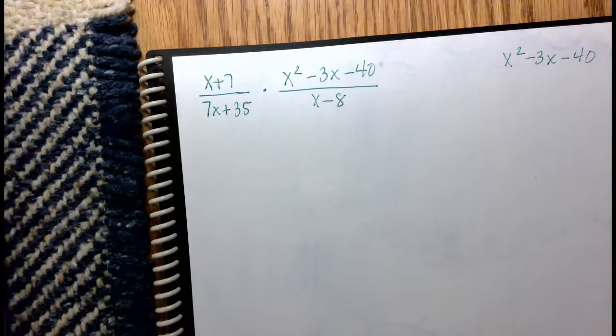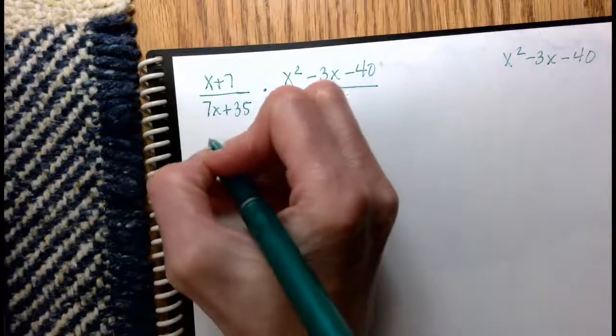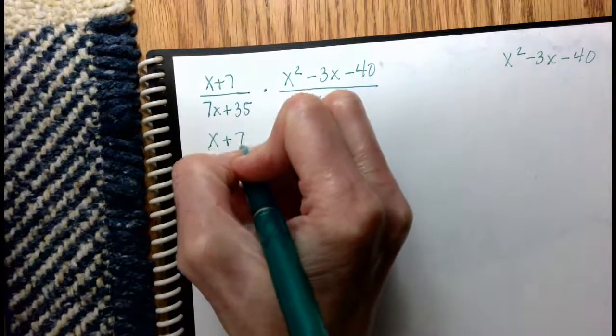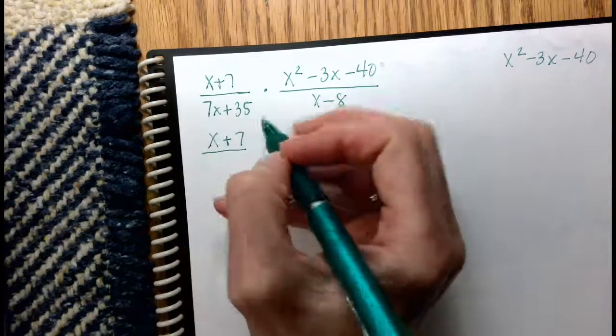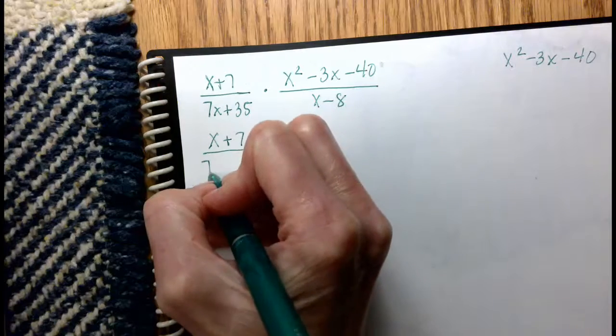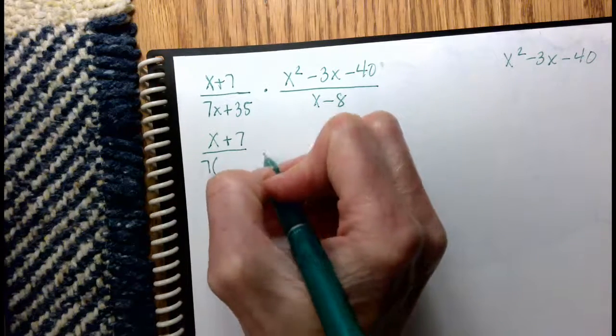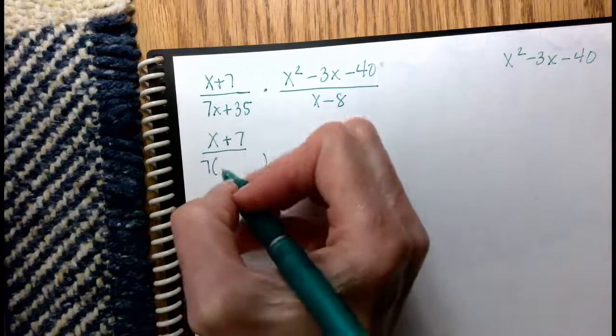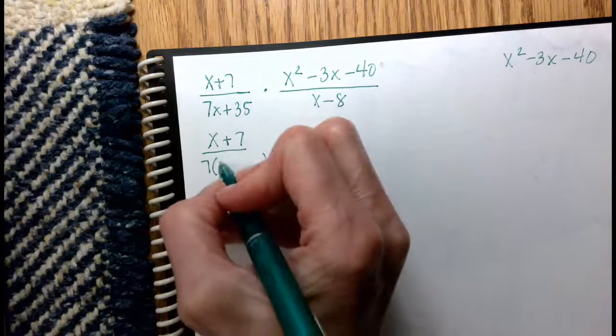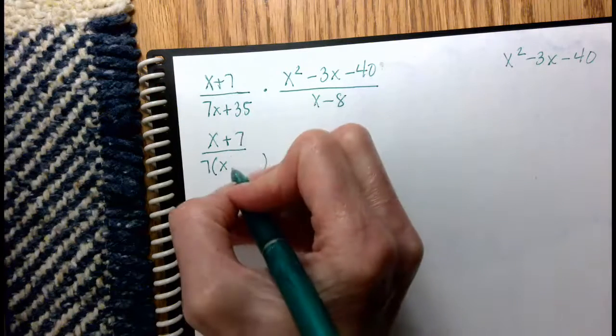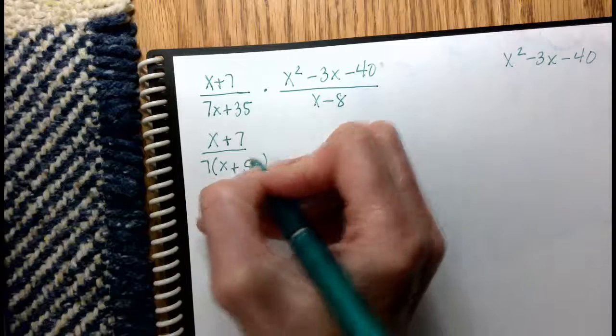And when we factor 7x plus 35, what we're doing is we're factoring the greatest common factor. So the x plus 7 on the top of the fraction is not going to change. And here, 7 is the biggest number that divides into both 7 and 35. 7x divided by 7 is x. 35 divided by 7 is 5.